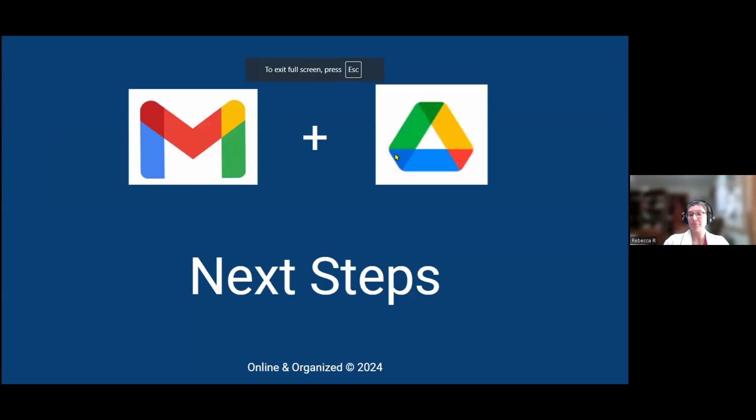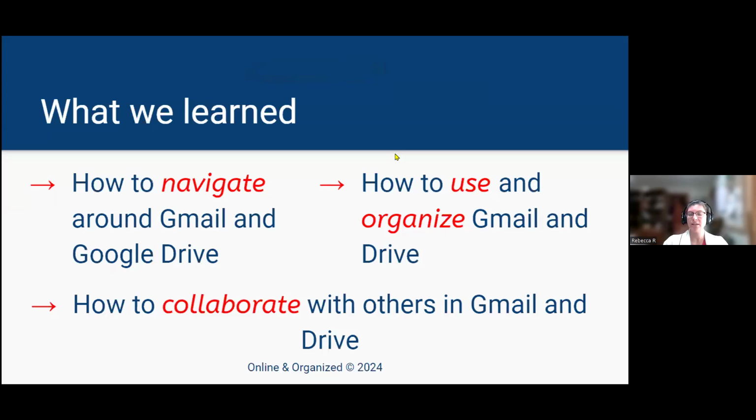So we really covered a lot in this particular discussion. We talked about how to navigate. We talked about tips for organizing Gmail: delay send, filters, archiving, and so forth. We also touched a little bit on how to potentially collaborate with others in Gmail and Drive, but there are many, many different additional features and functions that Google Drive and Gmail offer you.